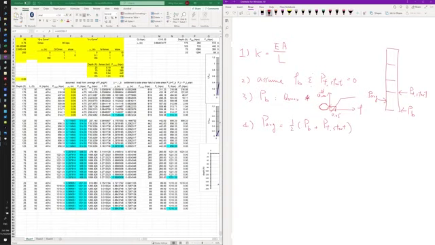After that, we can find out the settlements. The average settlement, or the settlement at the midpoint of the element, will be equal to the average that we just calculated divided by the modulus. This is the elastic compression at the midpoint.